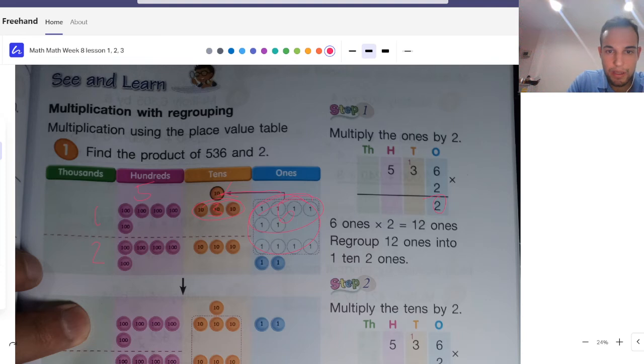So now we have 6 and 6. We have left over 2 because one of these goes over here. Let's add these up. We have 7. And over here we have 5 plus 5 is 10. So we have 10, 7, and now we have 2 here. So the answer will be 1,072. But let's look at how we do it.